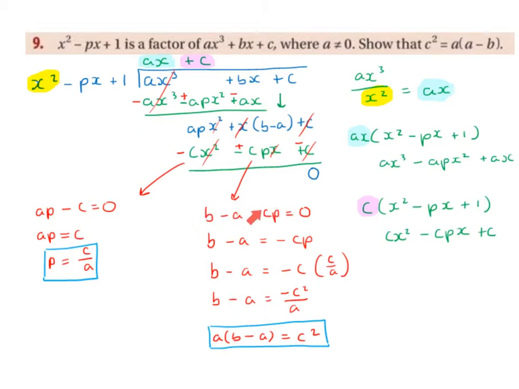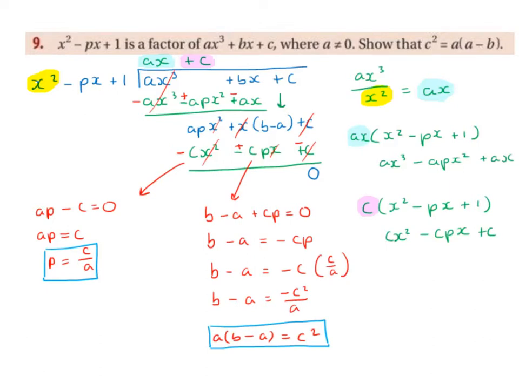So we're going to bring the cp over the equal sign, so it becomes b minus a equals minus cp. Then we swap that p for a set of brackets and we put c over a inside because we got p to be equal to c over a. We bring down the b and the minus a and the equals. And then minus c times c is minus c squared, and that's all over a.